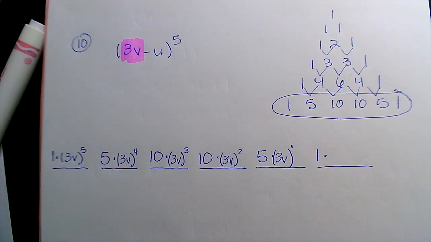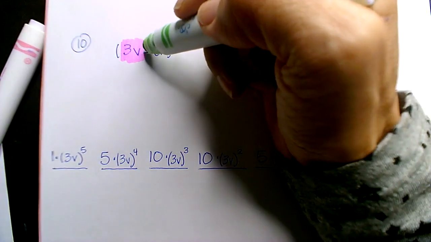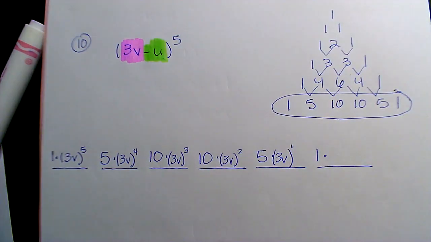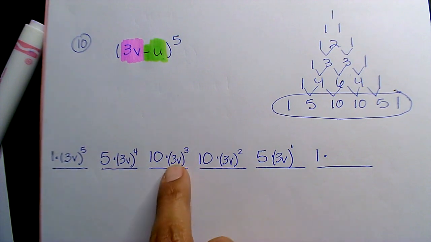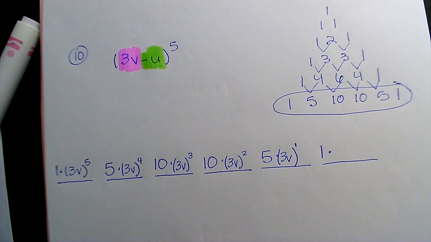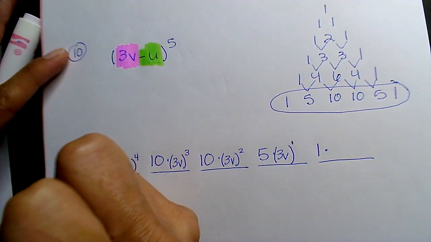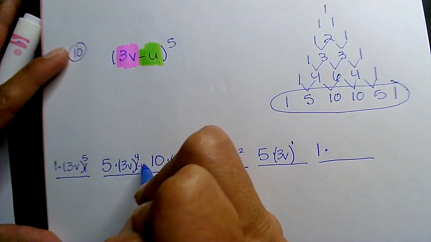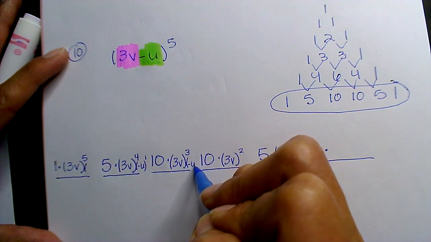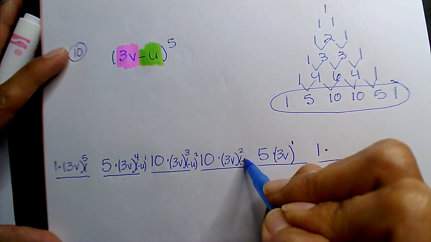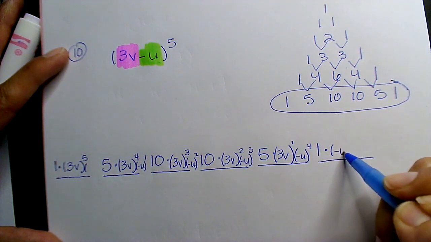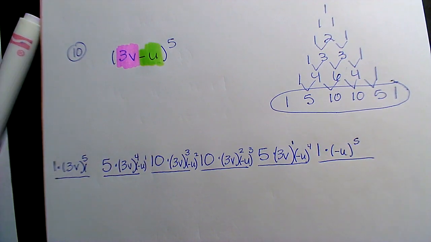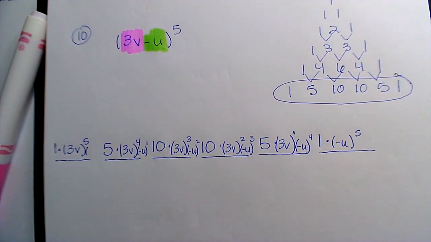And then this one is going to be increasing. The minus u goes up. So 0, or you can leave it off, 1, 2, 3, 4, 5. I didn't leave enough space, so let's squeeze it. Negative u to the 1, negative u squared, negative u cubed, 4, negative u to the 5th. And now you just have to clean it up. That's it.